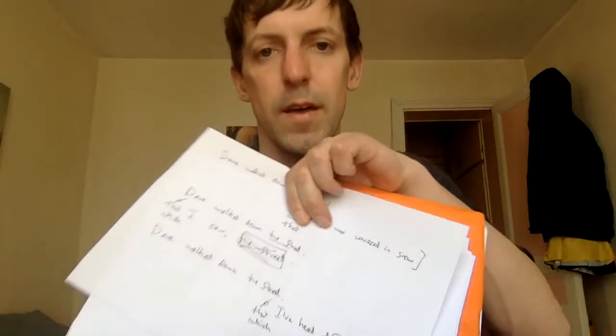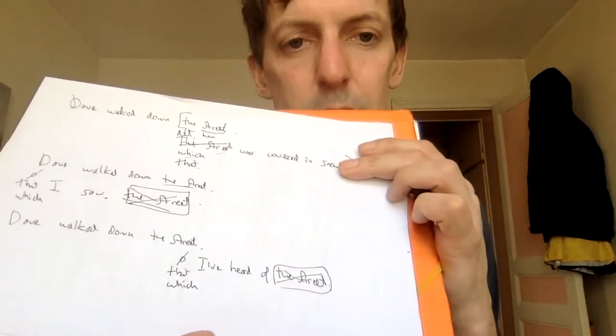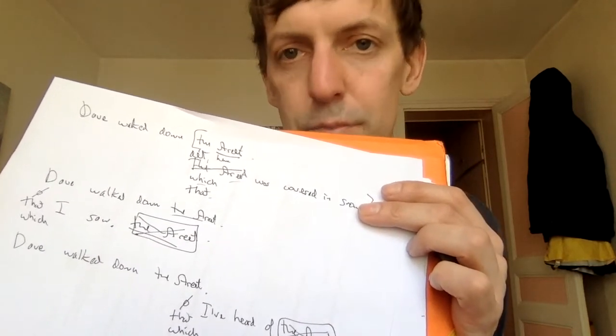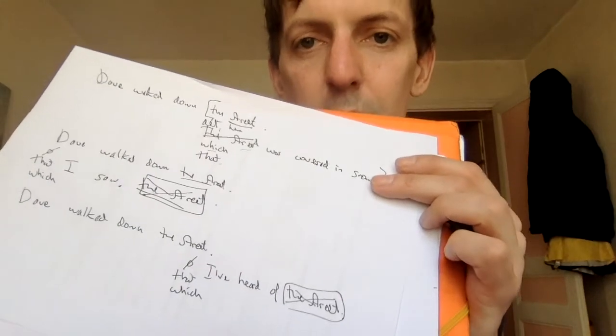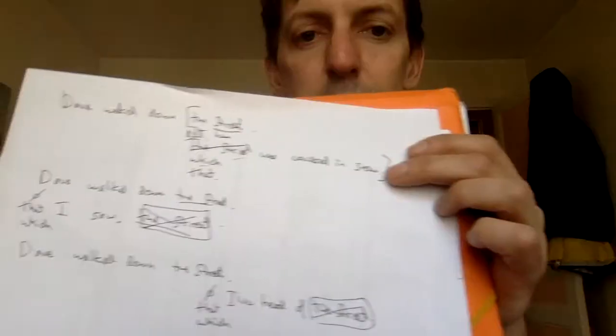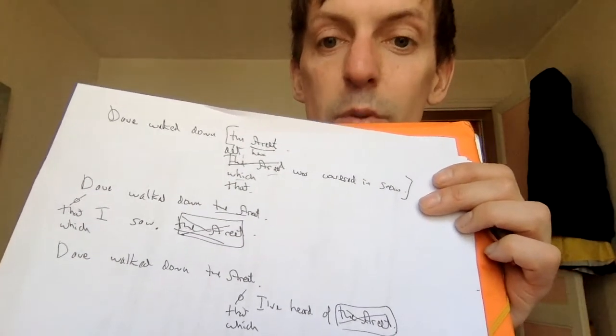Dave walked down the street, and we're no longer going to have I've heard of the street, but we're going to say the zero relative pronoun, that, or which, again, which are sort of our complement forms. So we're going to say, Dave walked down the street I've heard of, that I've heard of, which I've heard of. That's just to make you aware of the fact that there is a difference between English and French in what happens with relative pronouns when they're complements of prepositions.